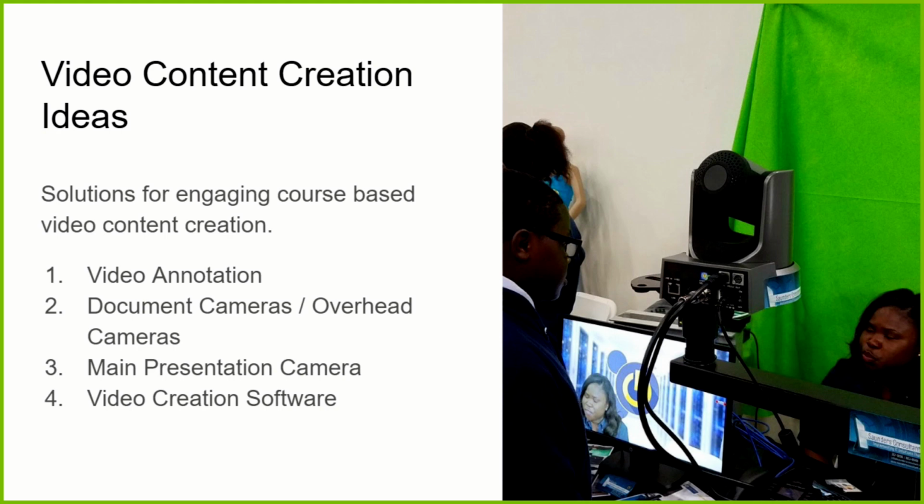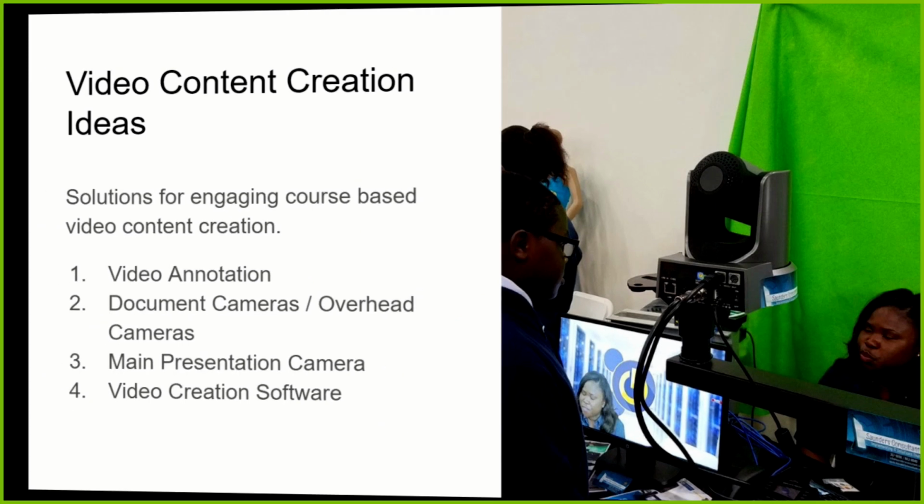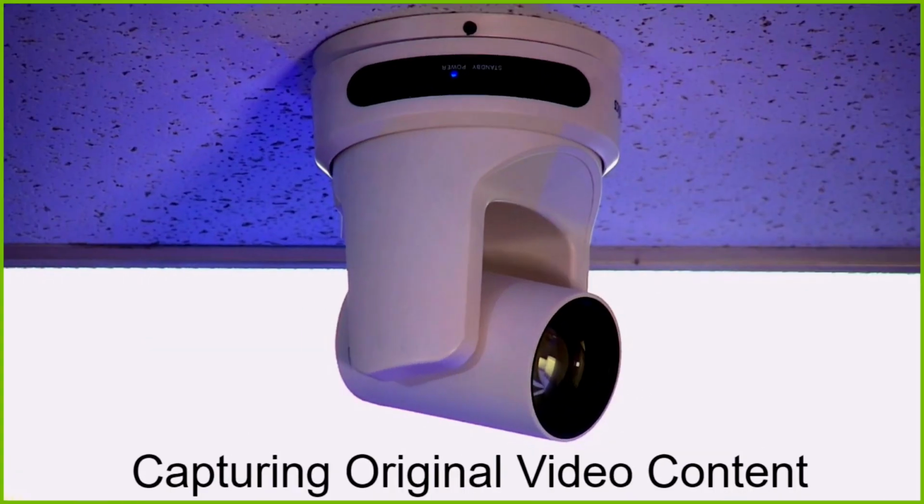A couple of ideas to create awesome stuff would be to use annotation, right? So annotate, and we'll talk all about annotation in an upcoming chapter. Use document cameras, and we'll talk about using document cameras in a specific segment, so you'll learn that. And we'll talk about camera setup and then video creation software, and that's where we're really going to take this course to new heights. And it's going to be easy. Don't worry. You guys are going to learn how to do this.